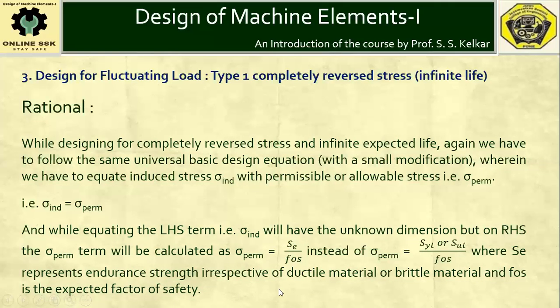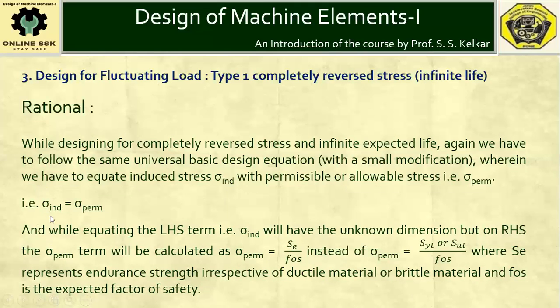It is irrespective of the nature of material of the machine part, whether the material is ductile or brittle. In both cases, we have to use SE, the endurance limit for the material of which the machine part is made. So SE, the endurance strength, divided by the factor of safety on the right hand side.